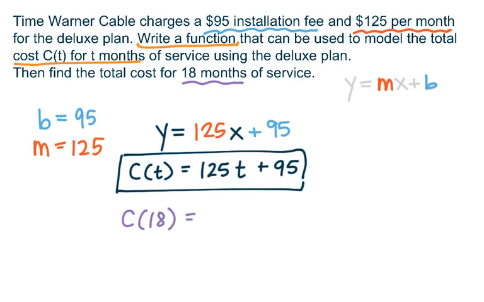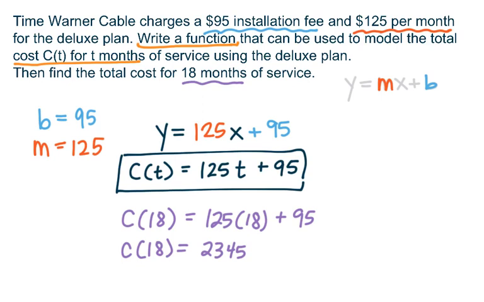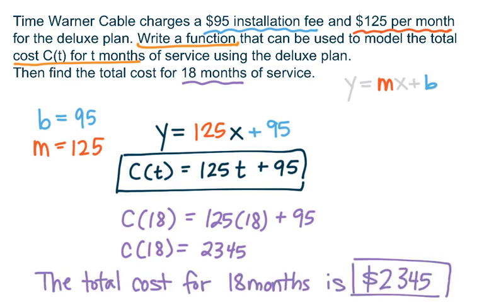So we'd have C of 18 equals 125 times 18 plus 95. Simplifying that, C of 18 equals $2,345. So what that means, reinterpreting this in an application sense, is the total cost for 18 months of service is $2,345.